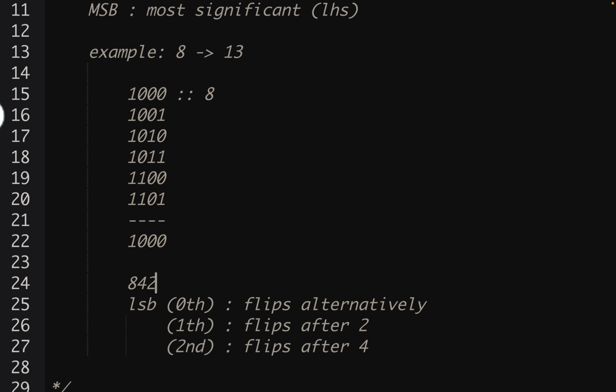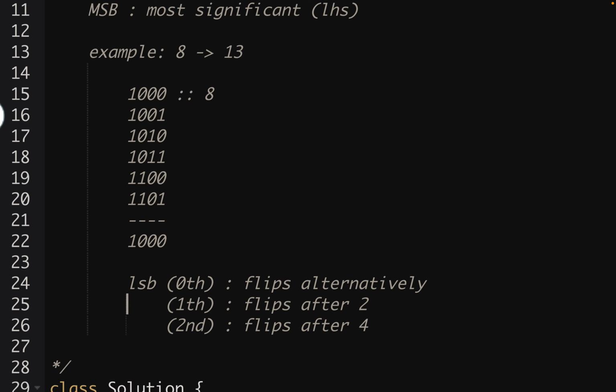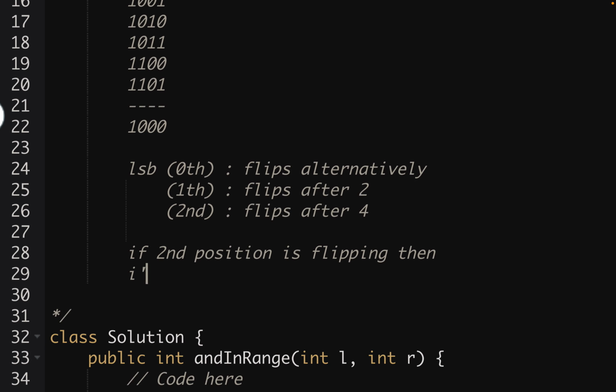So it flips at 1, then flips at 2, flips at 4, flips at 8. But guess what, if the second position is flipping, then I am sure that the first position is 0. Why is it 0? Because if 1 is not consistent, even after 2 flips it's not consistent, 0 can never be consistent.